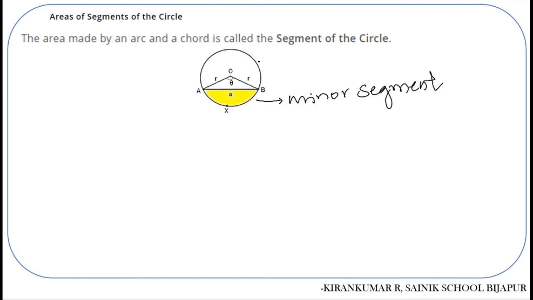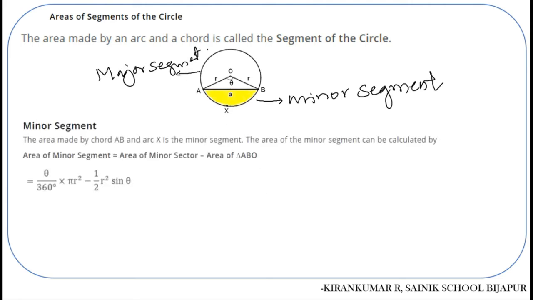The arc, if you consider it as a major arc, and the chord, that region is called a major segment. If I consider a minor segment, the area made by the chord AB and the arc AXB is called a minor segment. The area of the minor segment is calculated as area of minor sector minus the area of triangle ABO. If this triangle's area is removed from the area of the sector, you'll be getting the area of the segment.